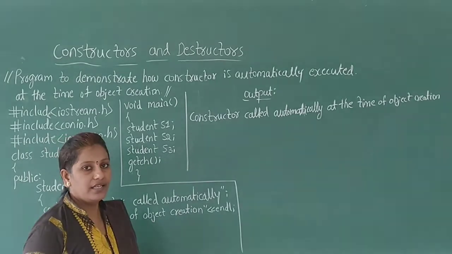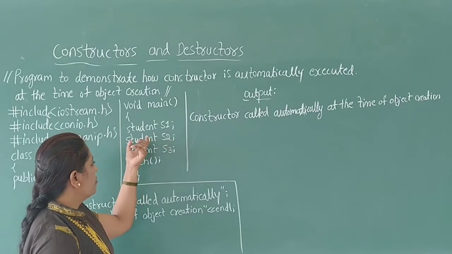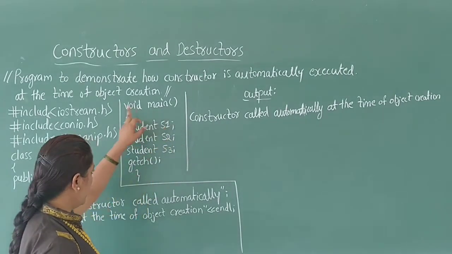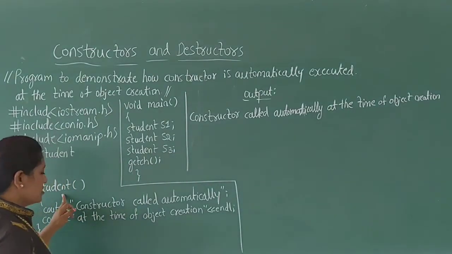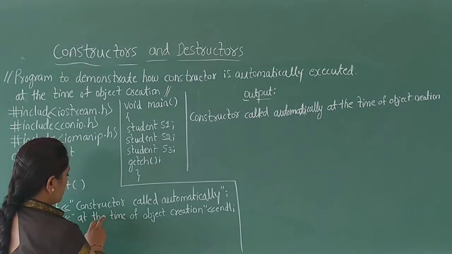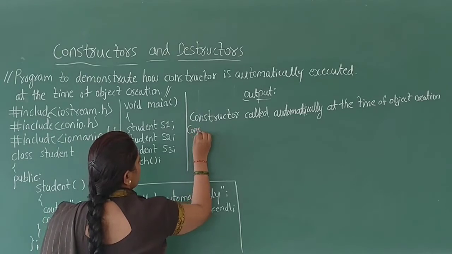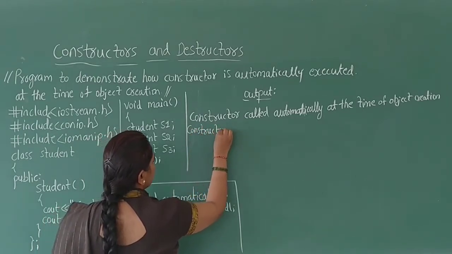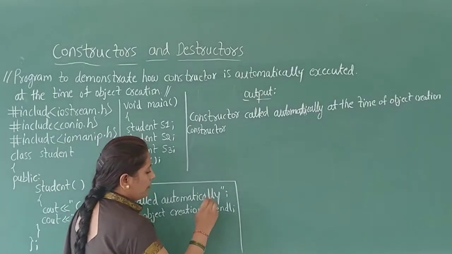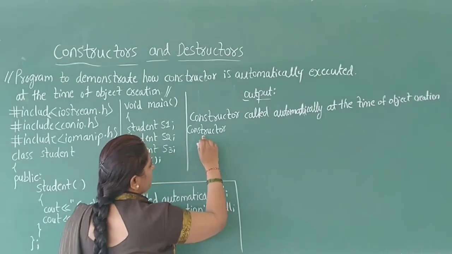Again it comes back to the main function, and the second object is created using the class student, that is S2, and then it invokes the constructor one more time. Again it executes these two statements. Why did it come to the next line? Because here we use the manipulator endl, meaning the control goes to the next line.